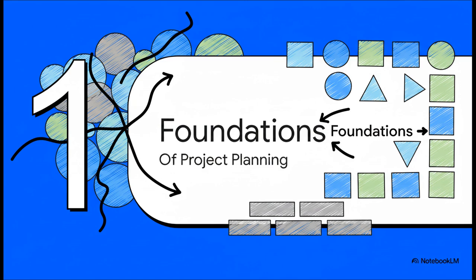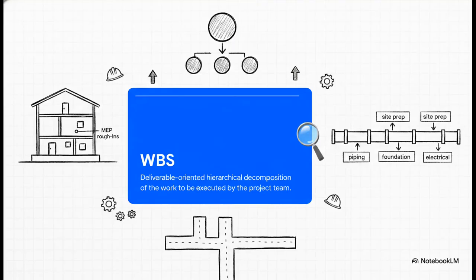Section 1. Foundations of Project Planning. All right, our very first essential tool is the Work Breakdown Structure, or WBS. According to international standards, the WBS is all about dividing insanely complex projects into manageable deliverables.